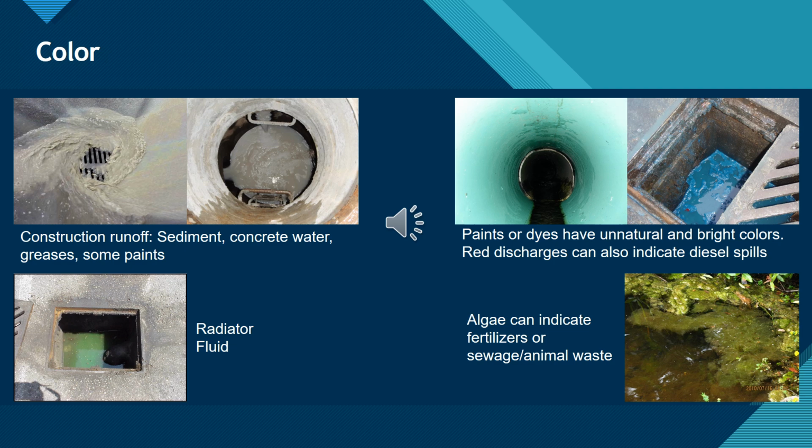The next thing to look for is color. For construction runoff, you'll generally see sediment, concrete water, greases, and some paints. Those tend to be more of a dirt color. I know in North Carolina we have more of a red clay color, so that's much easier to detect. There will also be radiator fluid, which comes in different colors for sure. Paints and dyes have unnatural and bright colors. Red discharges can also indicate diesel spills. And algae can indicate fertilizer or sewage and animal waste.